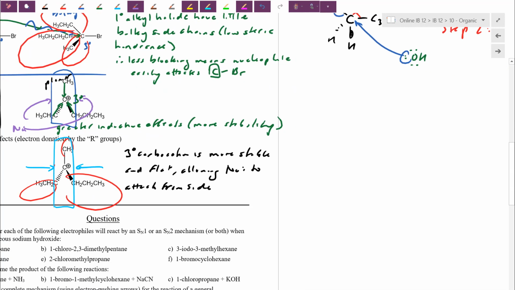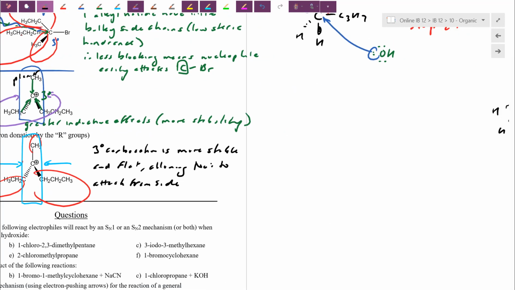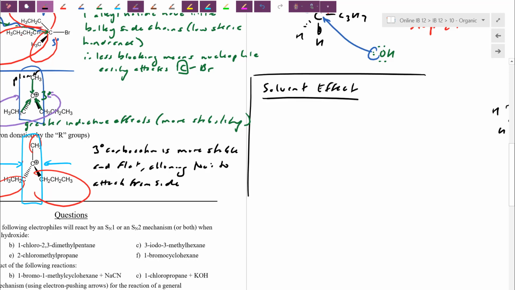Okay. I want to introduce one other feature here as you start talking about what this rate depends on. We can also introduce what I refer to as solvent effects. So far, we've just been under the assumption that this just takes place in water, right?